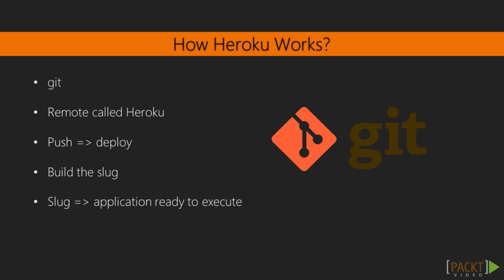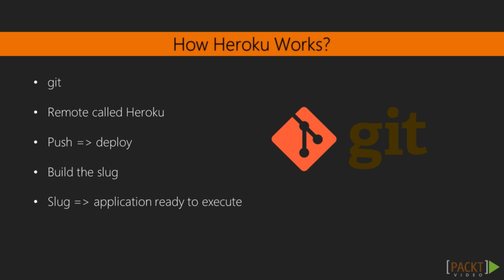Git is the default way of deploying your applications. When you create an application, a new Git remote called Heroku is added to the repository. When you push to this remote, your application is deployed on Heroku. When Heroku receives the application source, it will start to build the slug of it.